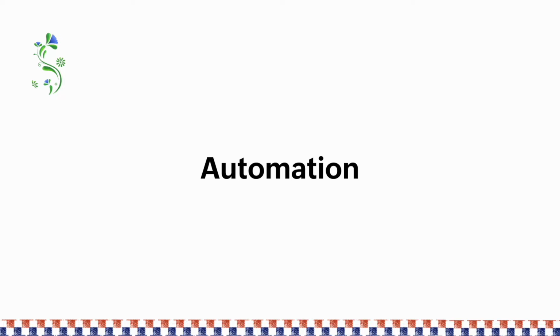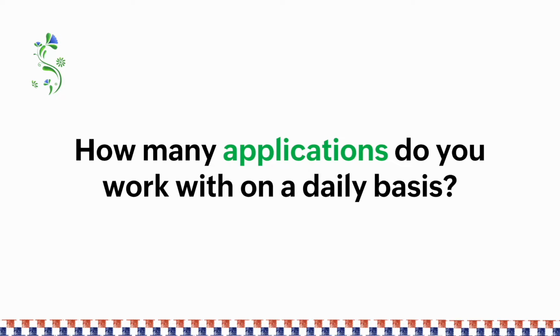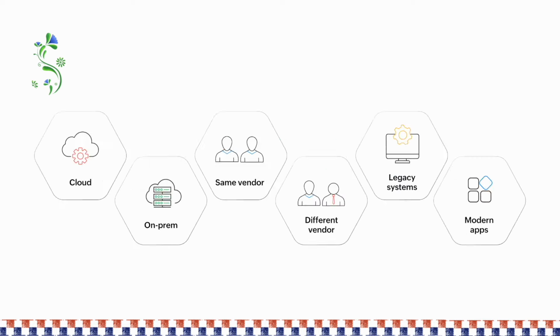And when we want to talk about automation, what are the different applications? How many different applications do you work with on a daily basis? Maybe web applications, or the applications could be cloud or on-prem, from the same vendor or from different vendors. It could be a legacy system or a modern application. Depending on the user profile, if you are a developer, the kind of applications you work with will be different from if you are a salesperson or a marketing person. The type of applications you work with will vary. But definitely, we work with more than one.